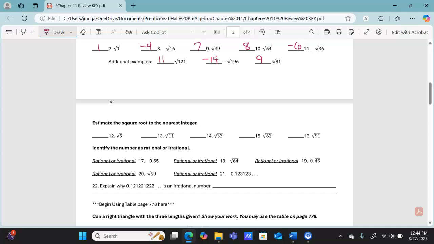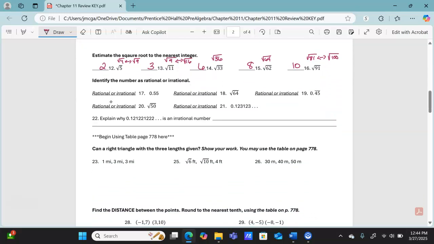Here, this is between the square root of 4 and the square root of 9, and it's closer to the square root of 4, so it's 2. This is between the square root of 9 and the square root of 16, and it's closer to the square root of 9, which would be 3. This is closest to the square root of 36, which would be 6. This is closest to the square root of 64, which would be 8. 91 is between the square root of 81 and 100, and it's actually closer to the 100 than it is to the 81, so that's 10.